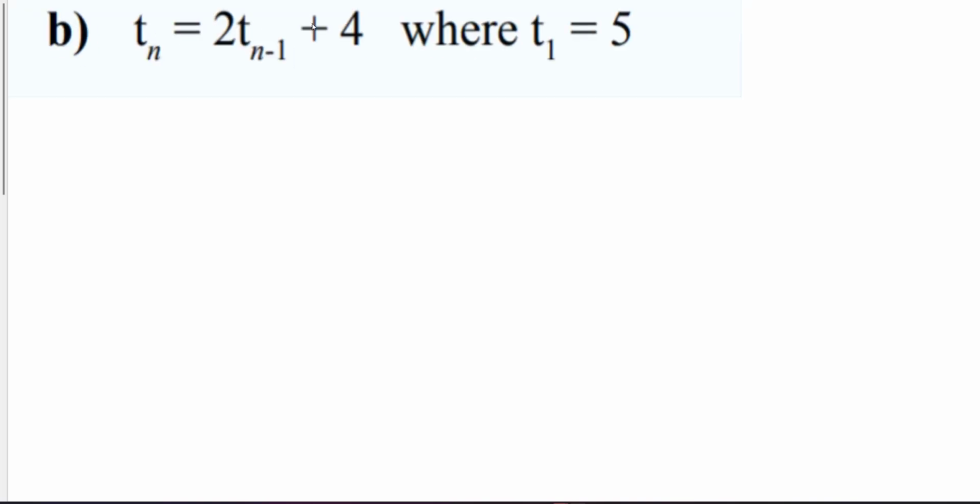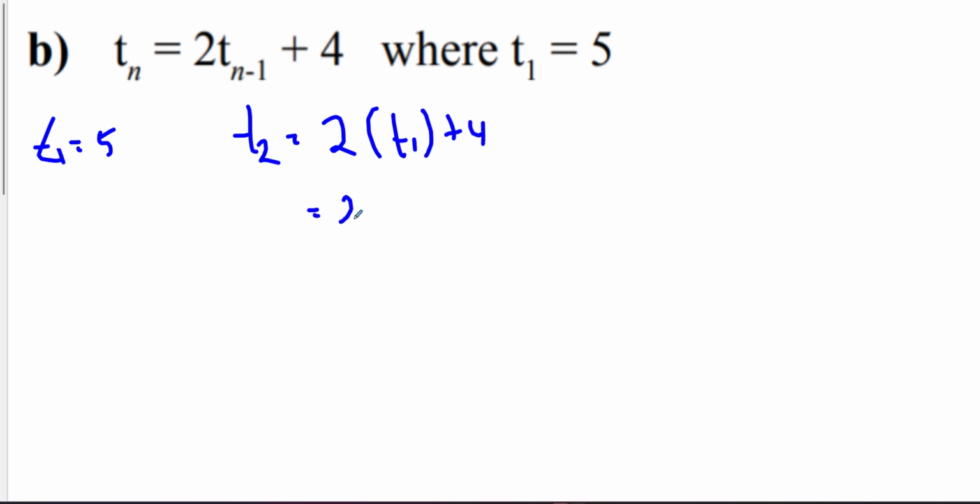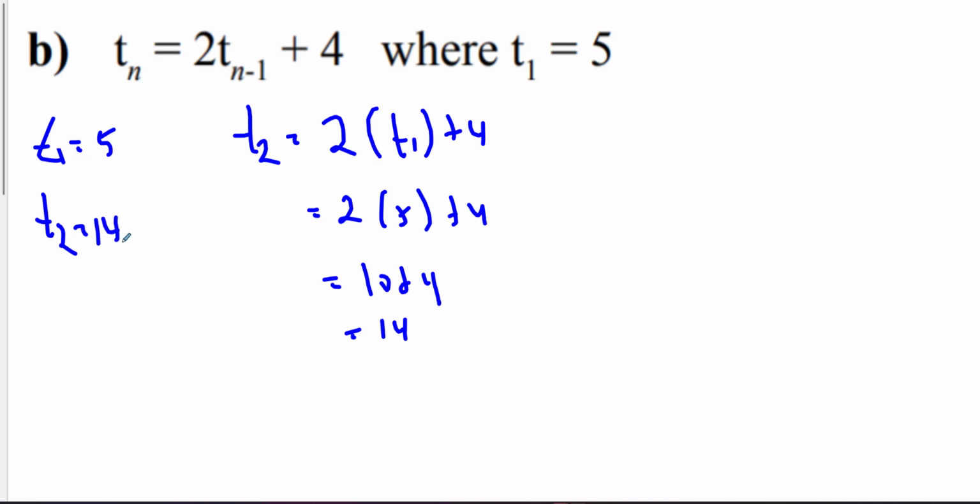Let's do the exact same thing now, just so you know that they don't have to be so simple. It can be a little bit complicated too. So here the first value, T1, is 5. That means T2 is going to equal 2 times T1 plus 4. And we know that's just 2 times 5 plus 4. 10 plus 4 is 14. That means T2 is equal to 14.